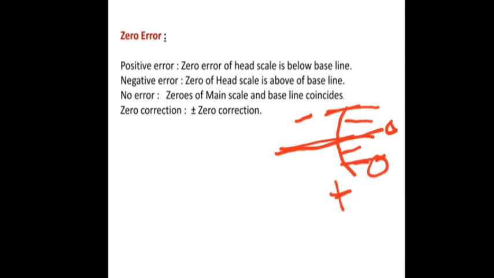Now, what does zero correction mean? There is a mistake over here. It is equal to plus or minus zero error, not correction. So zero correction is equal to minus or plus the zero error.